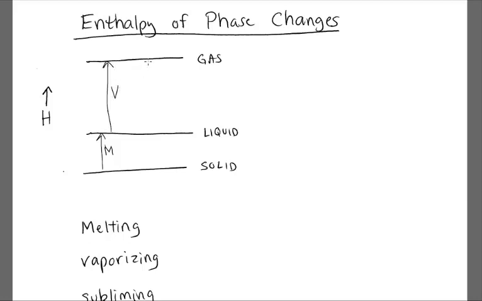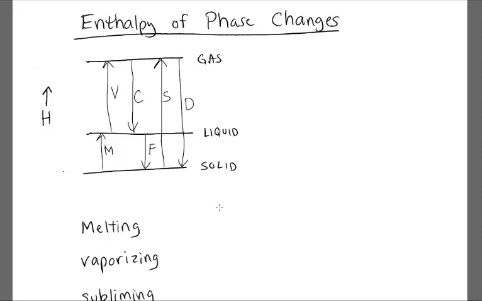And going the opposite way, if you're going from a gas down to a liquid, that is condensing or condensation. And going from a liquid to a solid is freezing. Okay, but you can also sometimes go directly from a solid to a gas without passing through the liquid phase, and that is known as sublimation, or the opposite case is known as deposition.